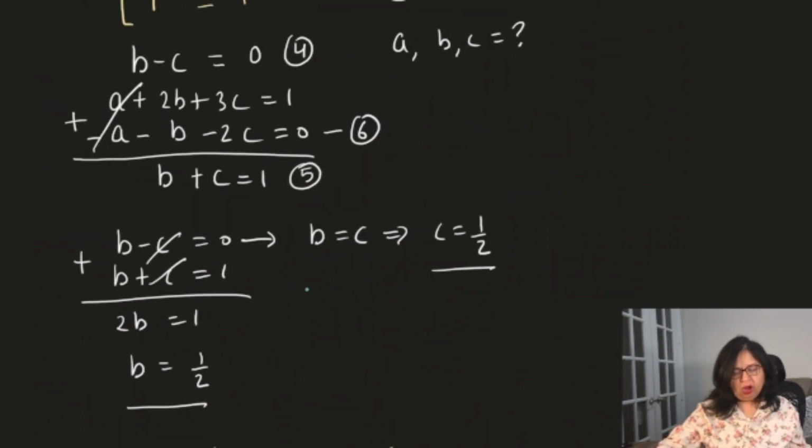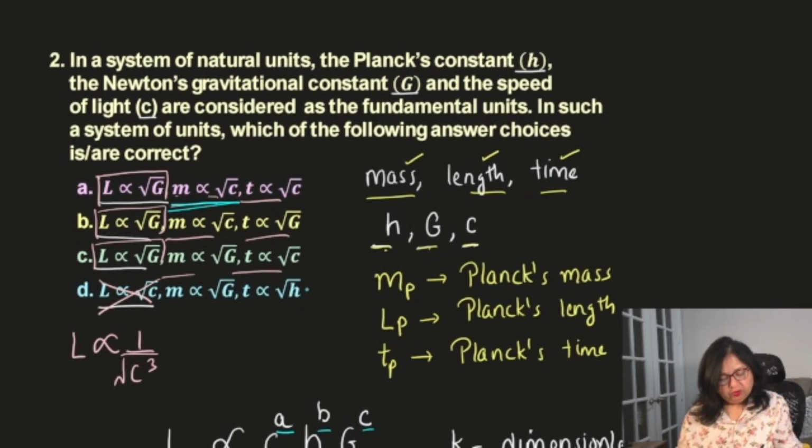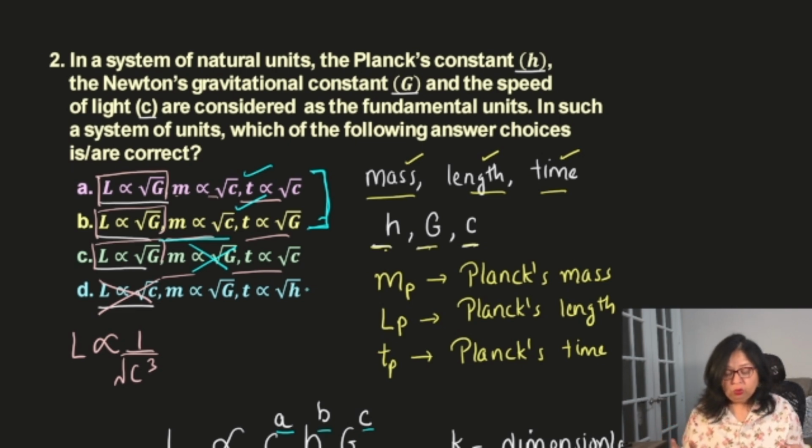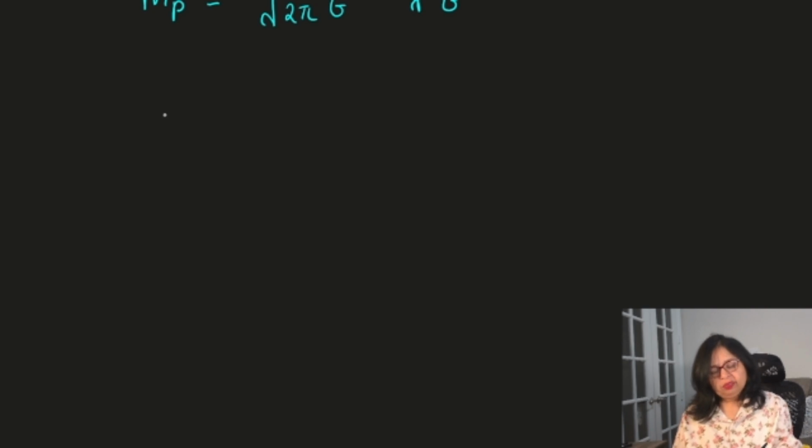Let's look at our options. M is proportional to square root of c, this is correct. M is proportional to square root of c, this is also correct. M is proportional to square root of g, this is incorrect. So now we have to see out of these two if they're both correct or just one of them is correct out of A and B. We're going to solve for Planck's time now.